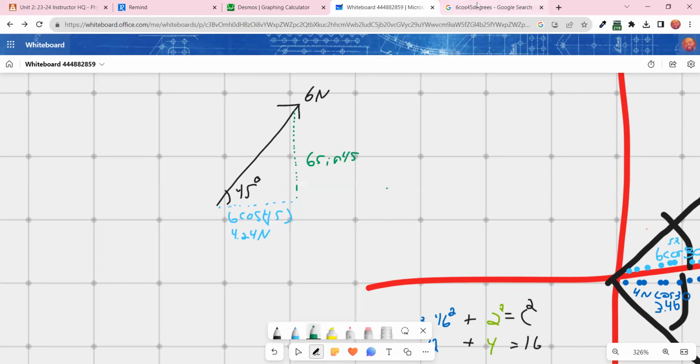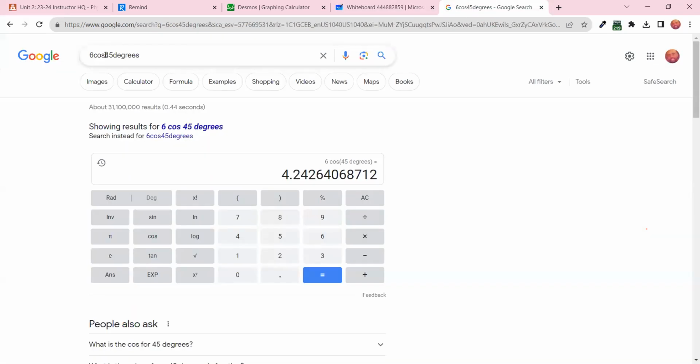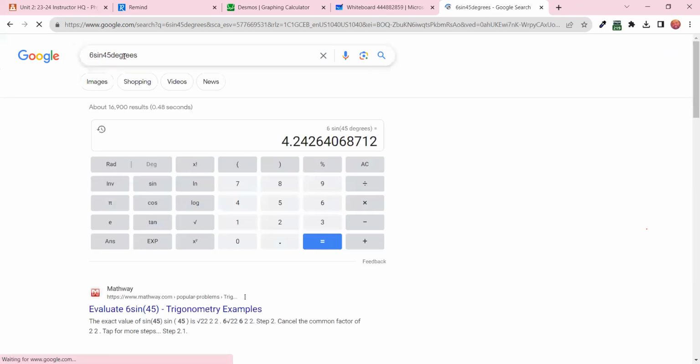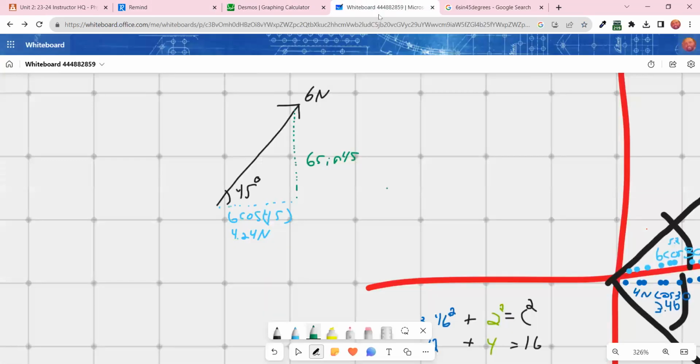No worries. Let's put it in the calculator. 6 sine 45 degrees. Hey, look at that. It's the same thing, 4.24. Okay. Why is it the same? Why is 6 sine 45 the same as 6 cosine 45?